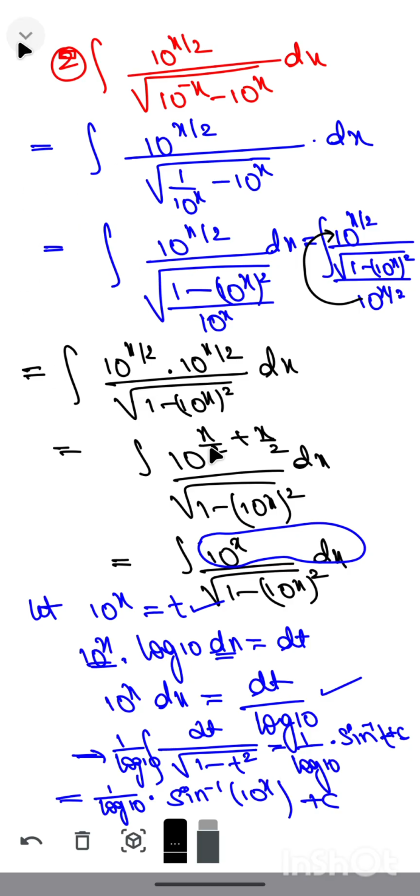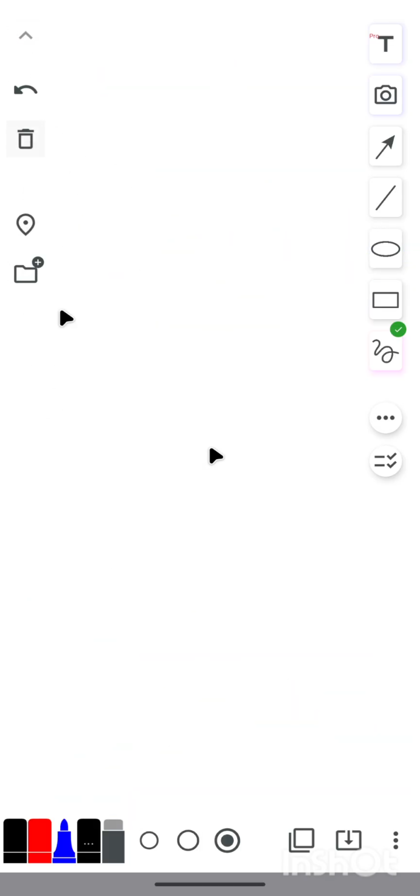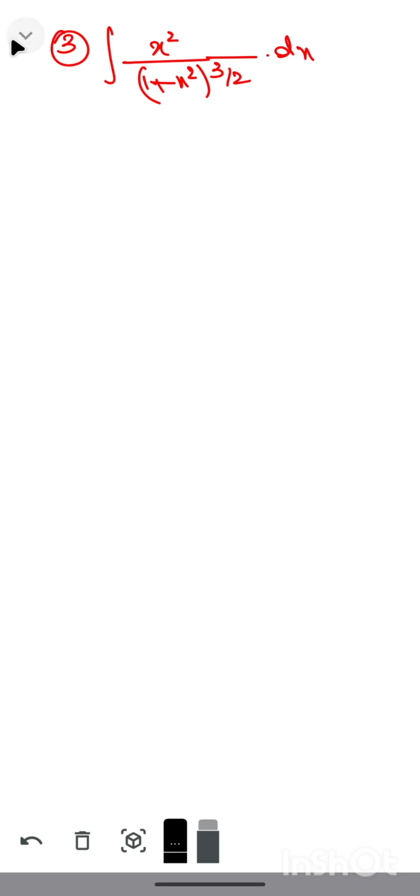Now we are moving to the next question, question number 3. What is the third question? Let us see. The third question is the integration of x square, the whole divided by 1 plus x square whole to the power 3 by 2 into dx. Okay, that's the given question.